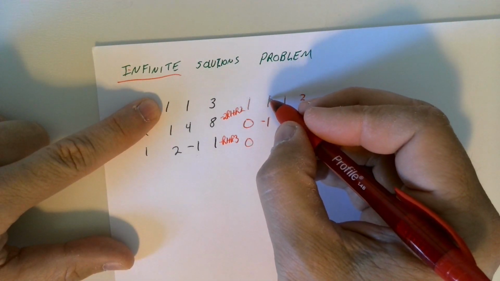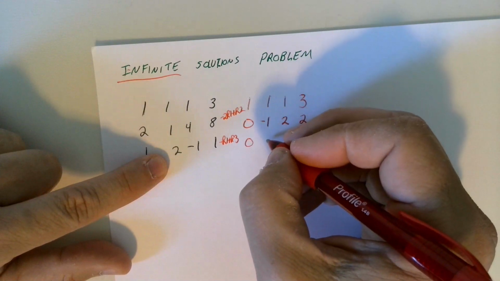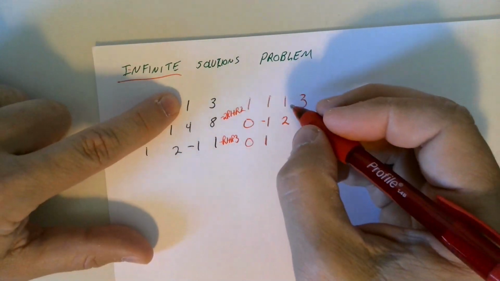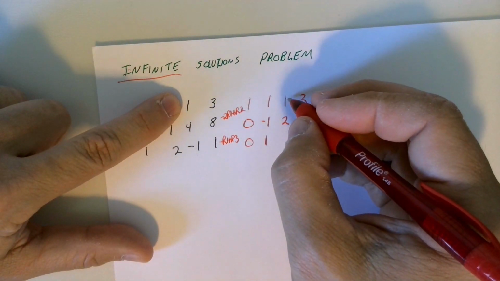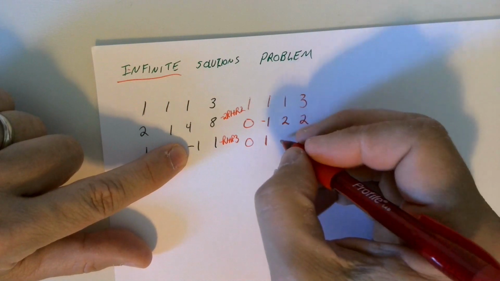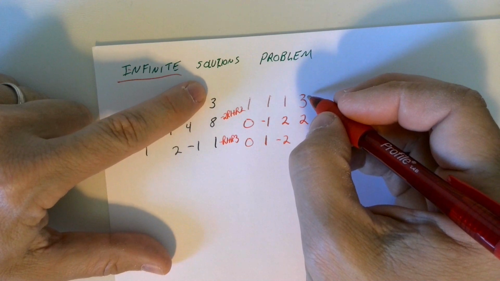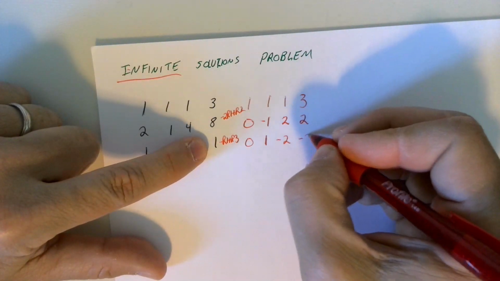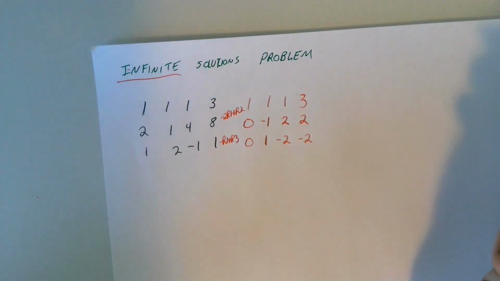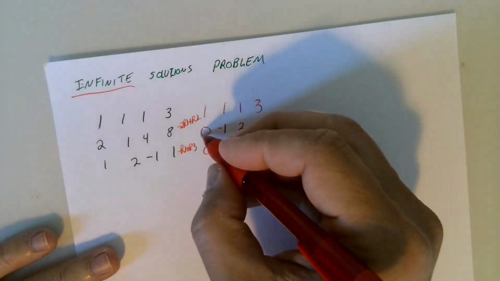Negative 1 plus 2 is 1. And negative 1 minus 1 is negative 2. And negative 3 plus 1 is negative 2. And now I got my 0, 0 here.